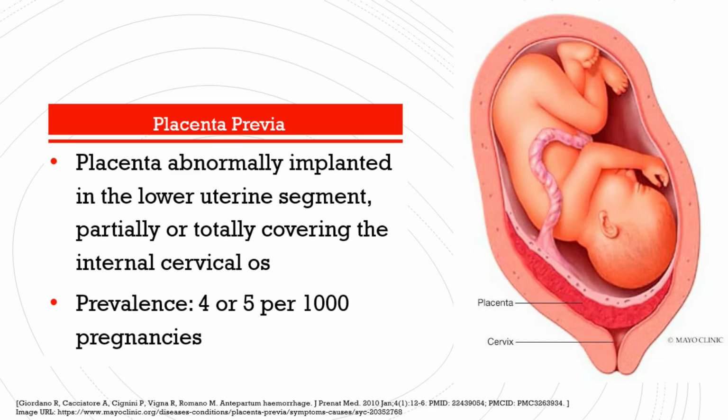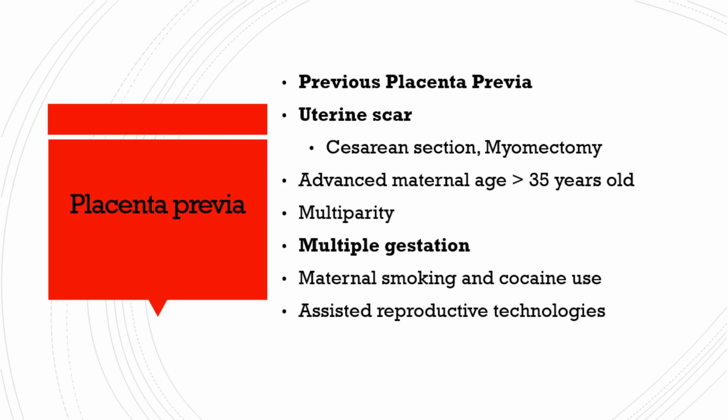Placenta previa refers to the presence of placental tissue that extends over the internal cervical os. Most cases identified earlier in pregnancy resolve before birth. The prevalence of clinically evident placenta previa at term is estimated to be approximately 4 or 5 per 1,000 pregnancies. Placenta previa recurs in 4 to 8% of subsequent pregnancies.